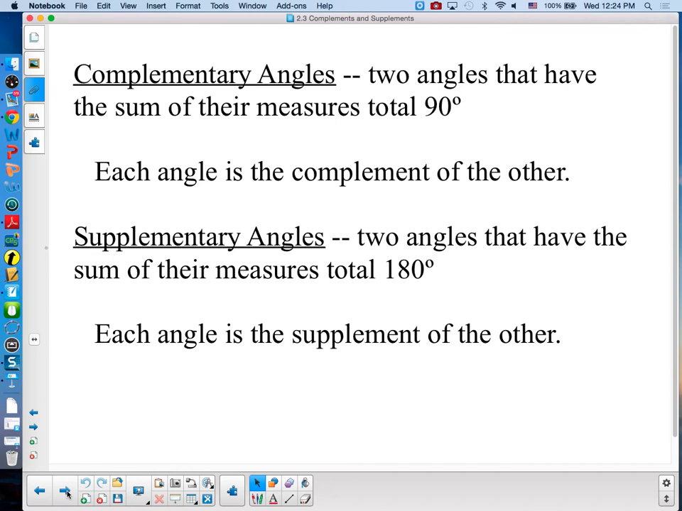So let's do another mental math one. Your angle is 47 degrees. What is the supplement of it? What did I say? Start with 47? 47, so 133. 133 degree angle. What's the complement of the 47 degree angle?